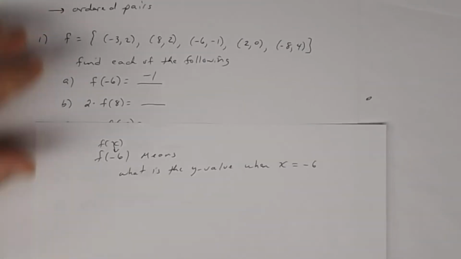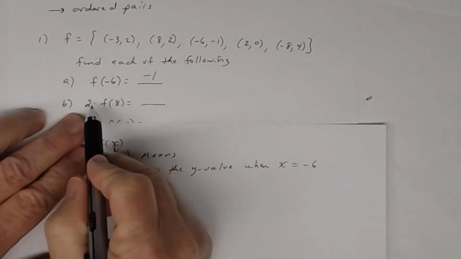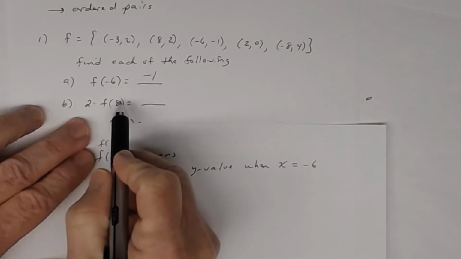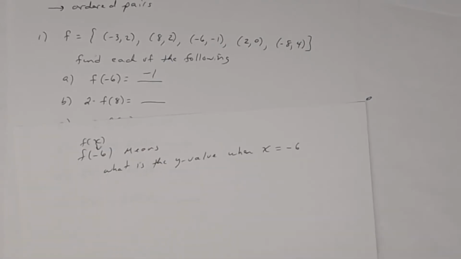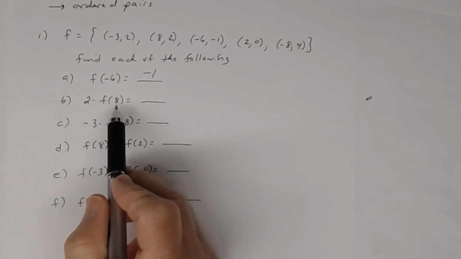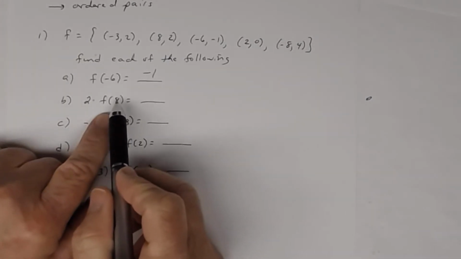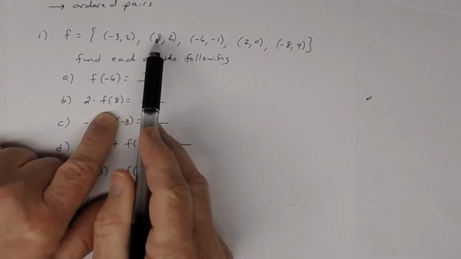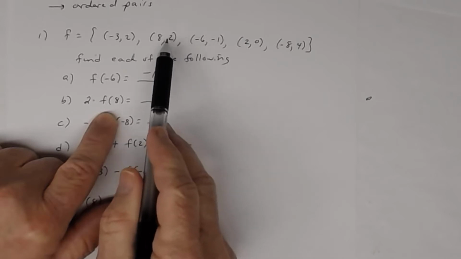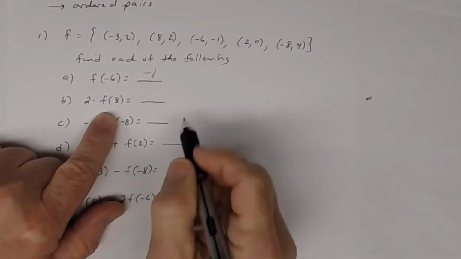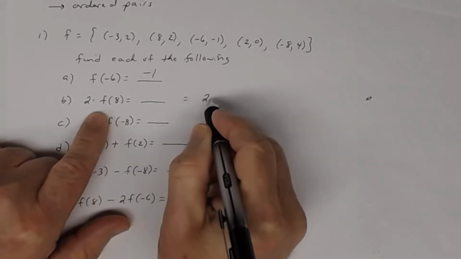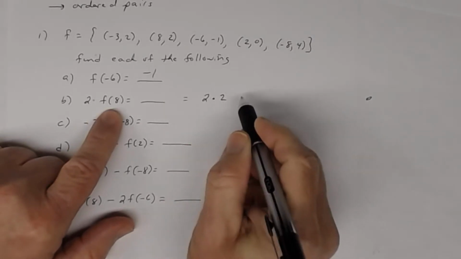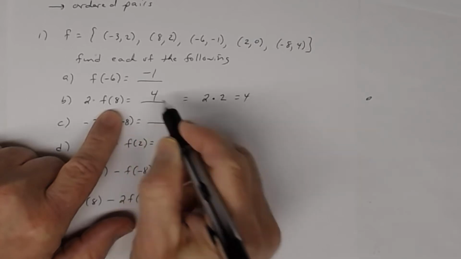So number 2, now make sure you read this correctly. This says 2 times f of 8. So we got to find f of 8 first. So remember, f of 8 means what's the y value when x is 8. So I got to find where x is 8. So x is 8 here. That y value is 2. So this becomes 2 times 2, because remember, f of 8 is 2, which is 4. So the answer is 4.